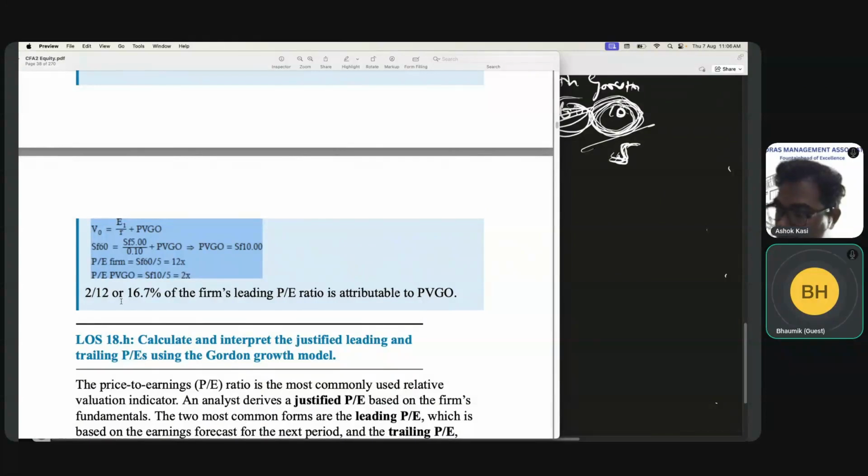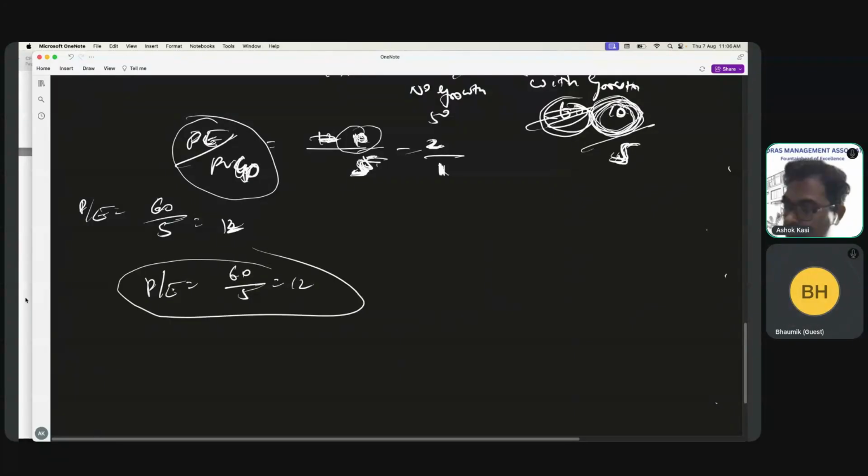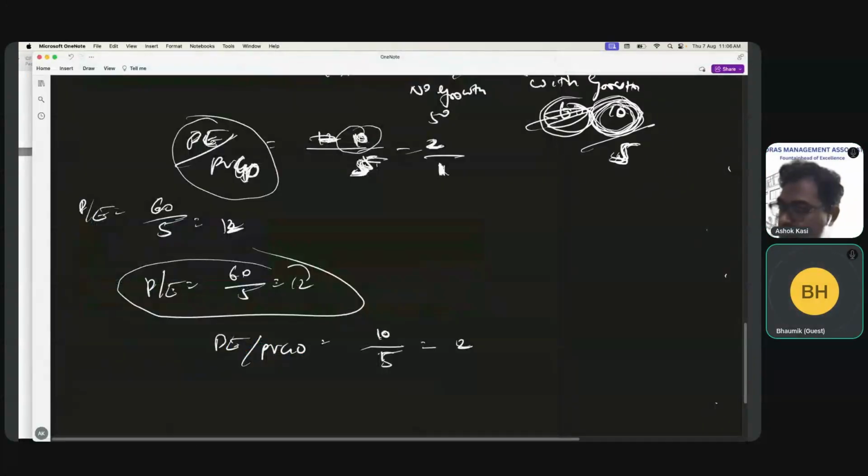Then 2 by 12, or 16.7, of the firm. So that means normal P is 60 by 5, which is 12. This is normal P, and this one is P to PVGO. So PVGO, the present value of growth opportunities, is 10. The market is paying for every 5 rupees growth, so it is 2. Now that means out of this 12 rupees, 2 rupees is contributed because of growth.